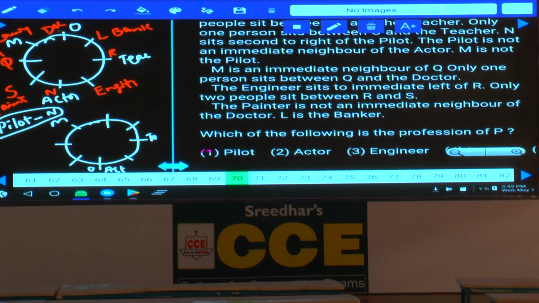Then question number 70. Which of the following is the profession of P? Yes, P is an engineer. P is the only person left over and P is an engineer, that is choice 3. Now this is about questions 66 to 70: 8 persons seated around a circular table facing the center, and they belong to different professions. Then 71 to 75.